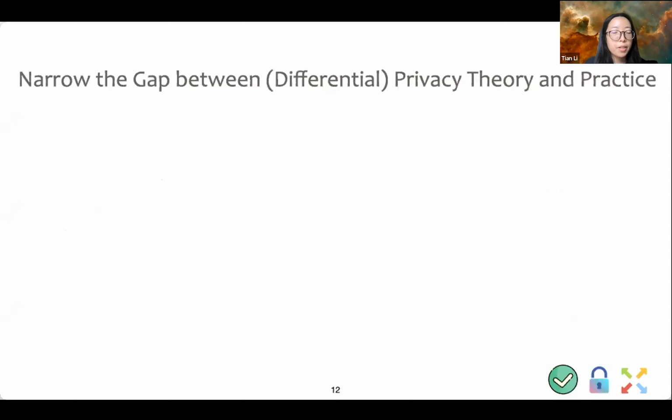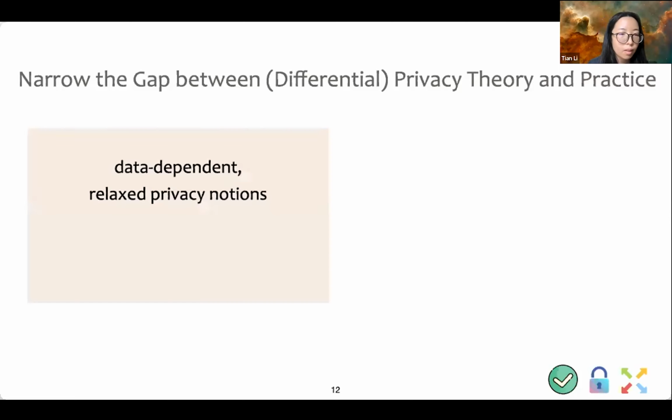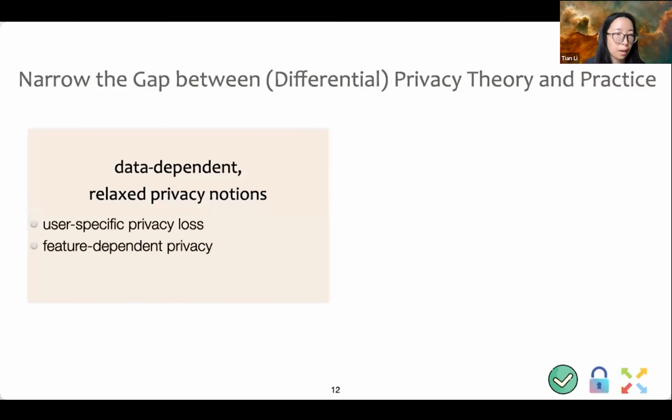Okay, so I think a very big open problem is around the area of privacy and security. Specifically, one angle is to narrow the gap between privacy theory and practice, both for federated learning and also for general machine learning, where this is very open. The current differential privacy definition is very pessimistic because it's defined in the worst case. So it's important to explore other relaxed privacy notions. For example, in the context of federated learning, we need to consider user-specific privacy laws or data-dependent, feature-dependent privacy.